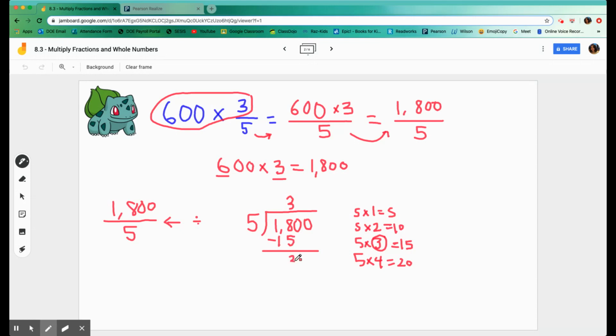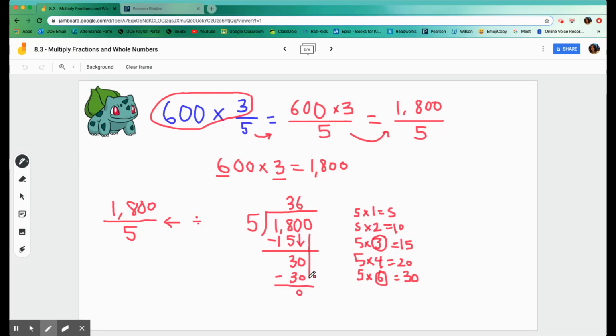8 minus 5 is 3. 1 minus 1 is 0, so I'll leave it at that. And we bring down the 0. So 5 times something is equal to 30. I know this basic fact in my mind. 5 times 6 equals 30. So I will write 6 here. 5 times 6 is 30. 30 minus 30 is 0.